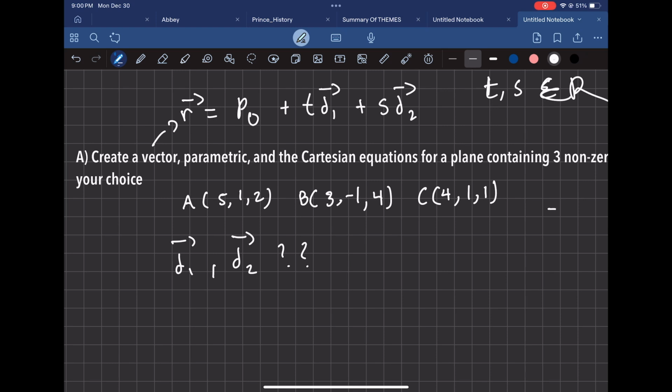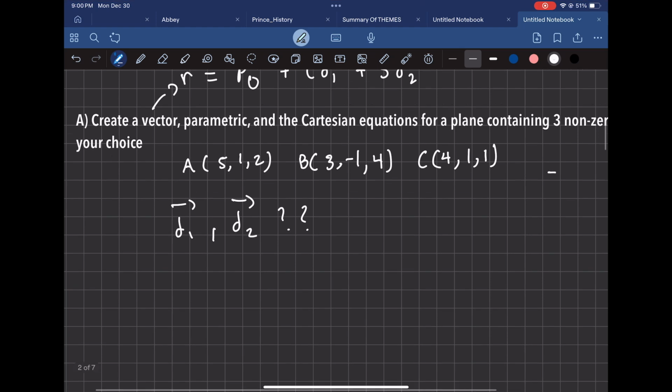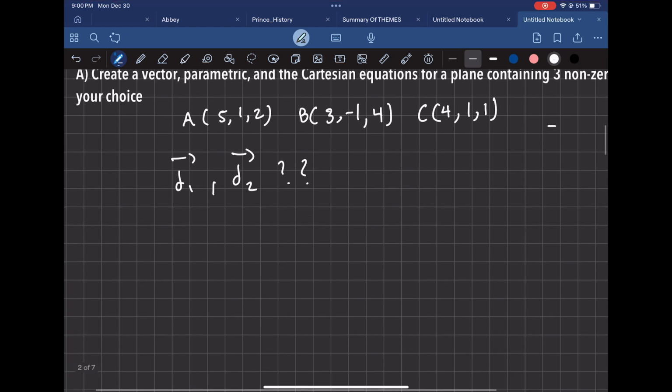And one very simple method to do that is, since we have these 3 points, we can get the slope of two sets of different points, and those are going to be our two direction vectors. So let's just pick line AB and line AC. It doesn't matter which ones you pick or in which order, as long as you're picking two different sets of points. So to get the direction vector of AB, we just do B minus A. And same goes for AC, C minus A.